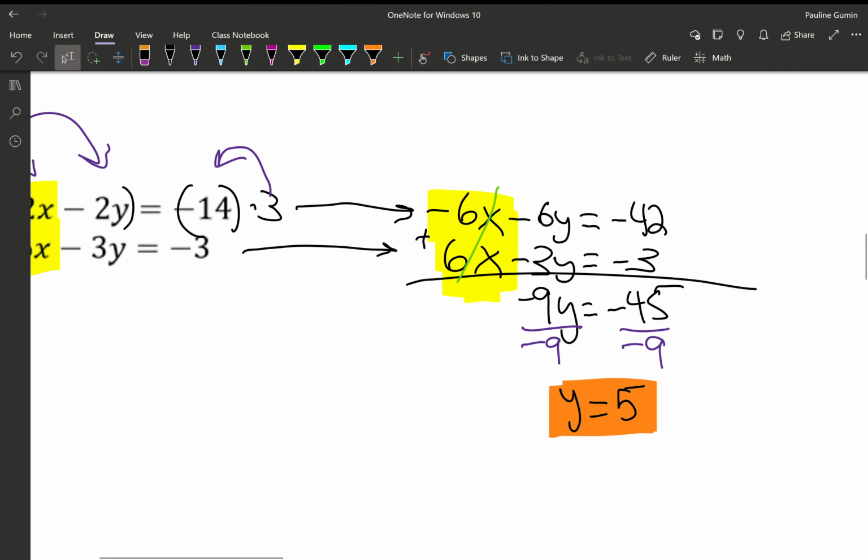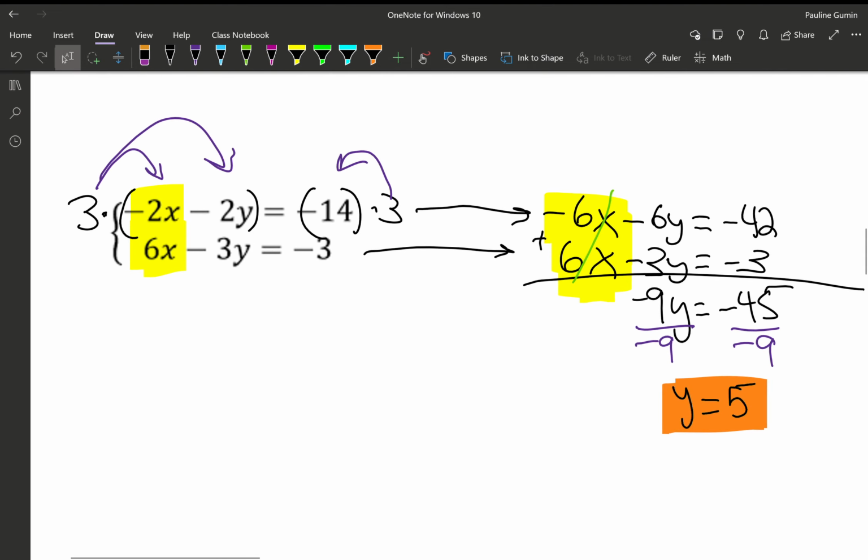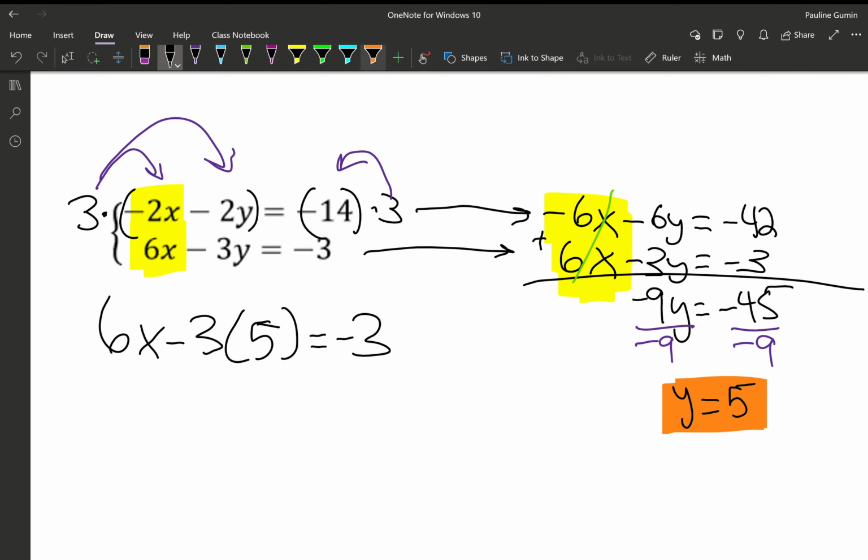We can use either of the equations, as long as they're the original ones, to find x. Let's use the bottom one. So instead of 6x minus 3y, I have 6x minus 3 times 5 equals negative 3. 3 times 5 is 15, so it's 6x minus 15 equals negative 3.